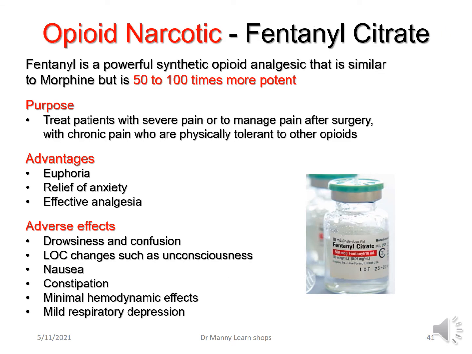Then you've got opioid narcotics. And the one I'm going to talk about is fentanyl citrate. Fentanyl is a powerful synthetic opioid analgesic. It's replaced morphine essentially. It's similar to morphine, but it's about 50, 80, 100 times more potent. And the purpose of this medication is to treat patients that are subjected to severe pain or manage pain after surgery or during the procedure, or in adults with chronic pain who are already physically tolerant to other opioids.